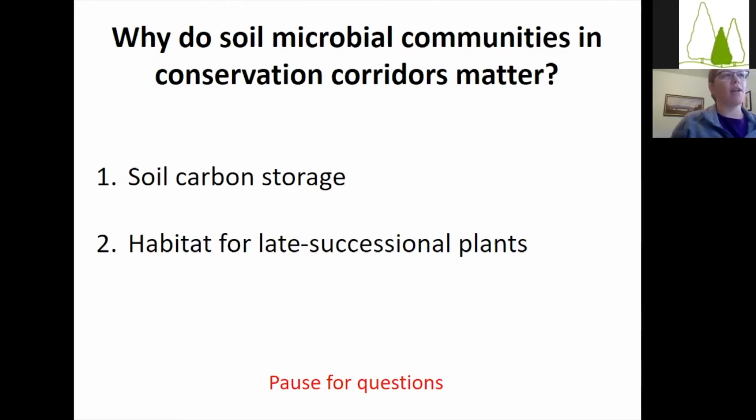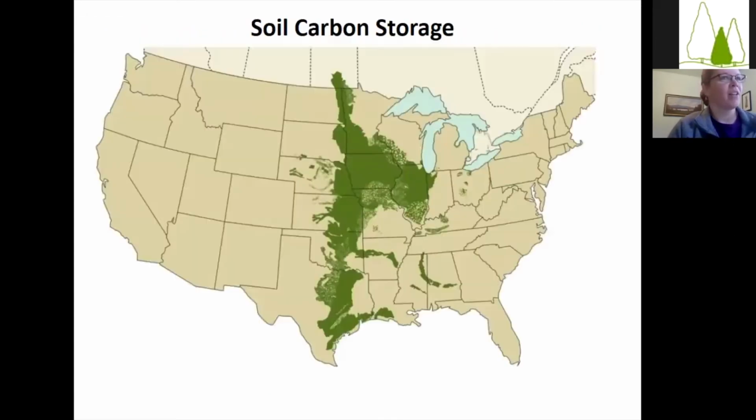All right. So why do soil microbial communities matter in conservation corridors? The first reason has to do with soil carbon storage, and that gets at the question of what's missing. This is a map showing where the tallgrass prairie ecosystem once extended prior to agriculturalization of the Midwest and Central Plains. This extensive ecosystem ran all the way from Canada down to Texas, and most of Illinois and Iowa were covered in tallgrass prairie, and it led to development of a very particular soil type in that area that is rich in organic matter and is excellent for farming.